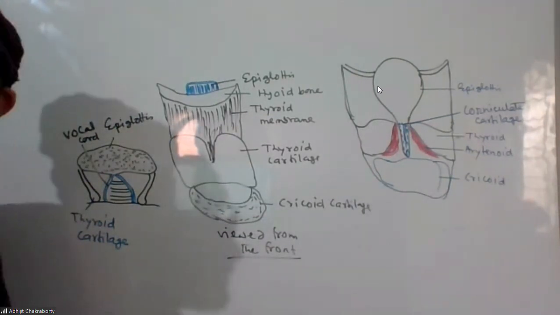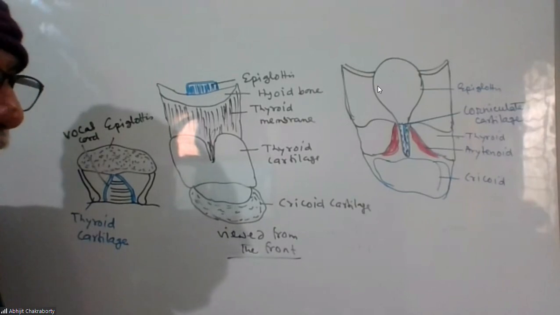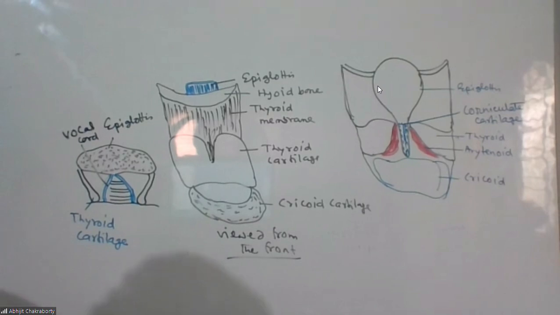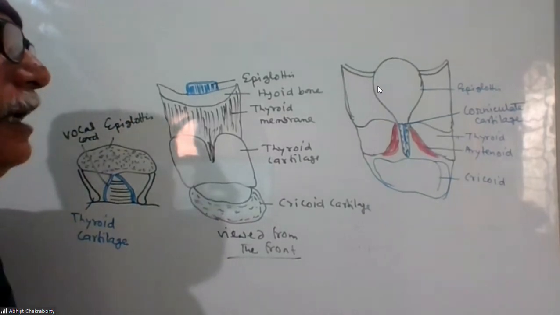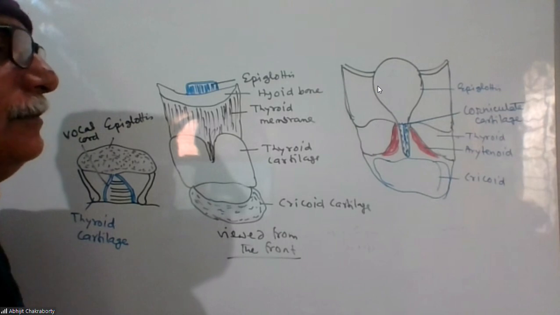Completed? Yes, sir. Next, thyroid cartilage forms most of the anterior and lateral walls of the larynx.